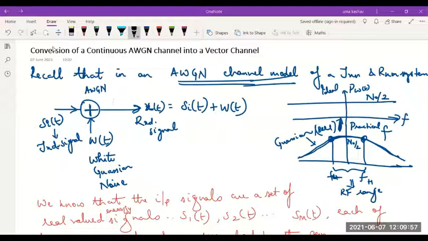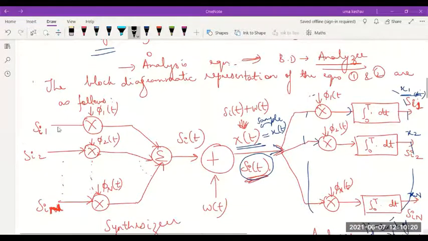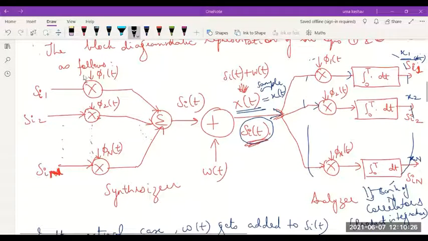So what we are doing here is we are trying to represent this continuous AWGN channel as a vector channel where we have considered vectors as inputs. Here Si1, Si2, Sin are all vectors, if you remember, and Si of t is the continuous finite energy signal. Similarly, transmitting these signal vectors Si1, Si2, Sin through the channel involves multiplication of each vector with an orthonormal basis function and addition of each of these products to generate the finite energy signal Si of t. This is how we design a transmitter.